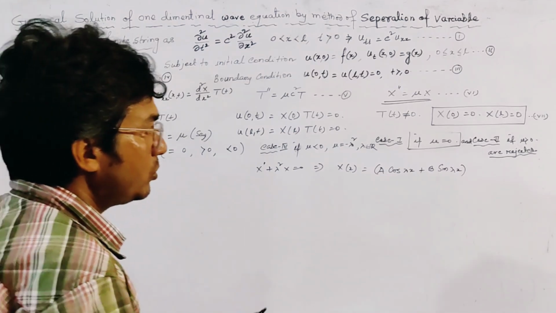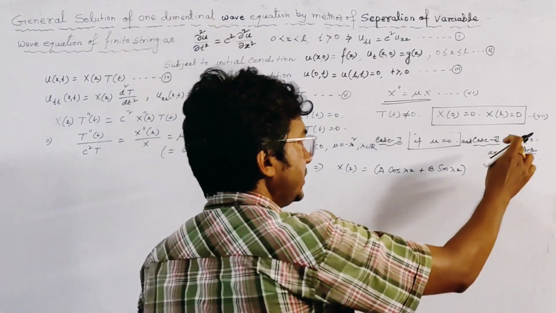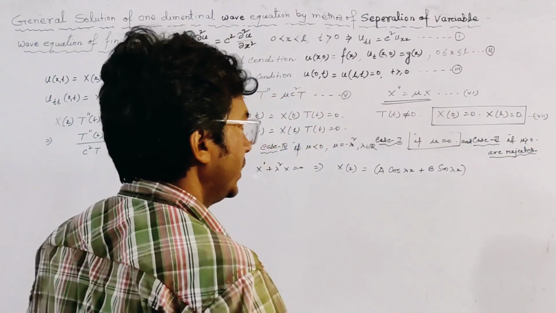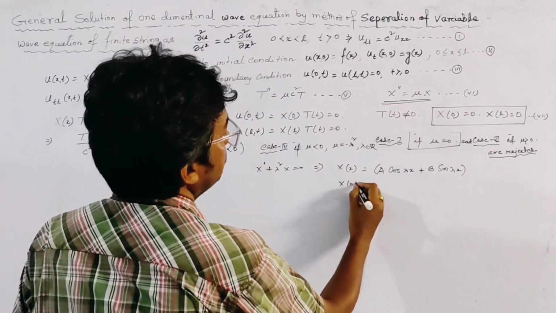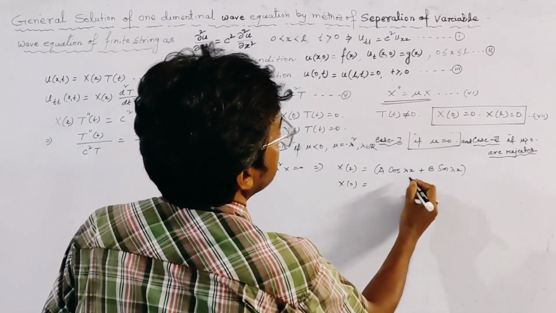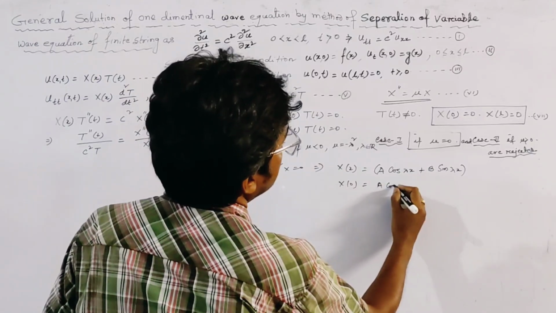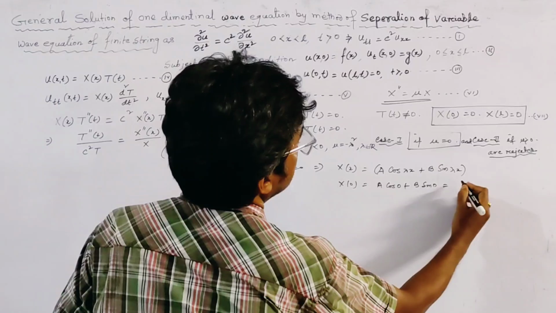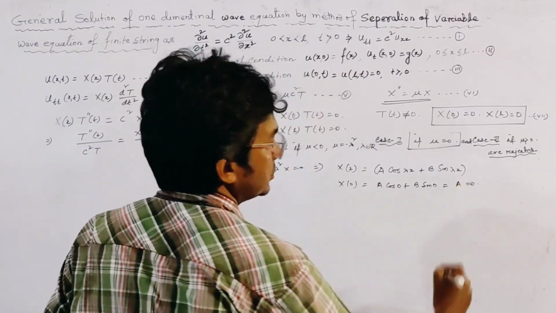Now we put the boundary condition we already have in 7. We put first X of 0, and this gives a into cos 0 plus b into sin 0, so a is equal to 0.